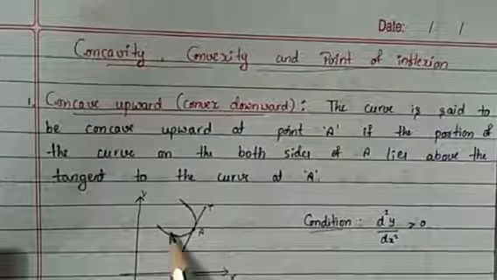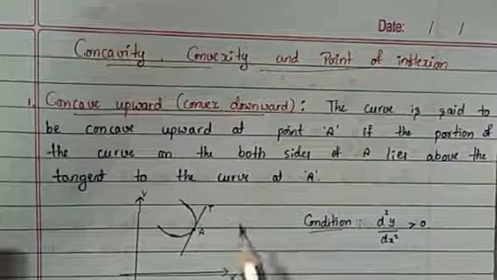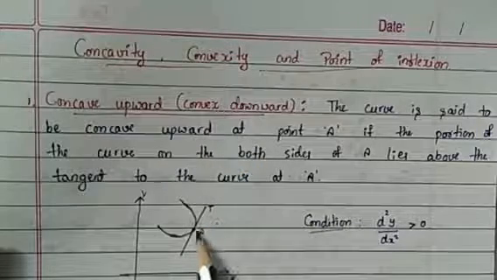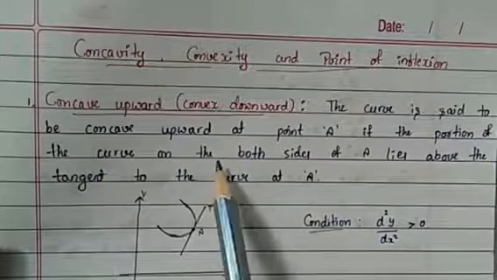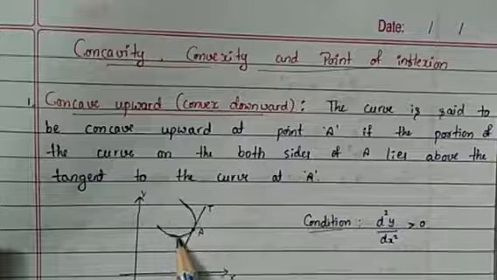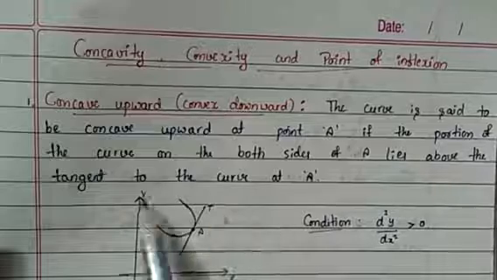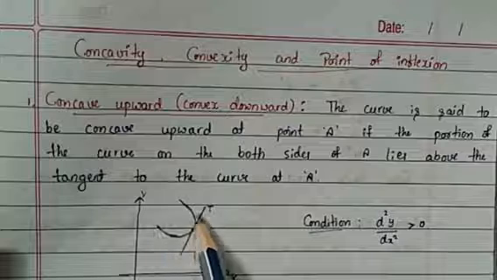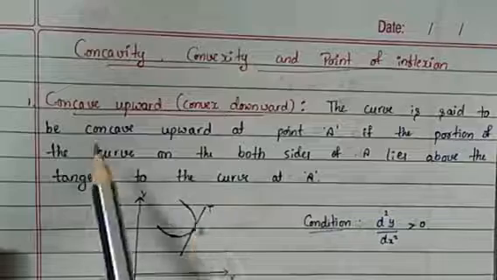Observe this curve. This is a point. At this point, the curve is said to be concave upward at point A if the portion of the curve on both sides of A, this is one side and this is the other side, lies above the tangent to the curve at A. This is the tangent. The curve lies above this tangent. Then we say the curve is concave upward.